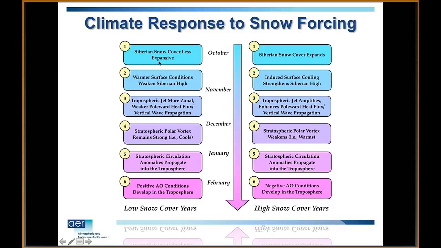We have low snow cover, let's say in October, so it's warmer, right? The albedo is much more suppressed. You have a weaker Siberian high, you have less energy propagation or polar heat flux, less energy that converges into the Arctic. You have weaker energy transfer from the troposphere to the stratosphere. The polar vortex remains strong, right? And you have a very strong zonal flow. The jet is strengthened on the poleward flank. You get less meridional flow, and that all propagates down. You get positive AO conditions in the troposphere. So very linear, seems to be very linear.